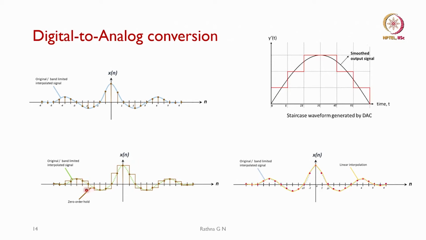For that, we will be using the original band limited signal that we had. We will be using the zero order hold, basically the sinc filter, and then we will try to reconstruct the signal in this way. This is the linear interpolation that I can do, and then reconstruct the signal in this fashion. This is how we will be getting the analog signal output.